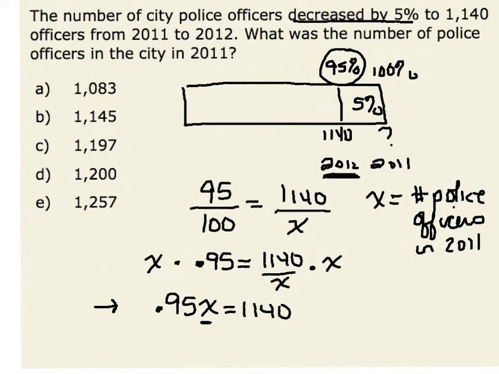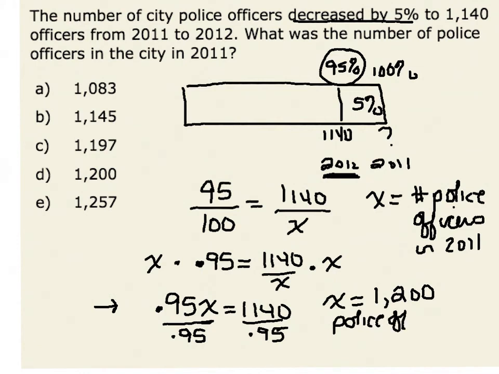In order to solve for x, we can now divide both sides by 0.95. And in doing so, we will see that x is equal to 1,200. That was the number of police officers in 2011. We can now check our work.